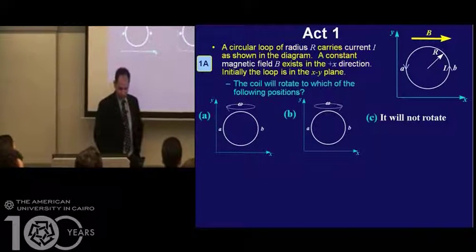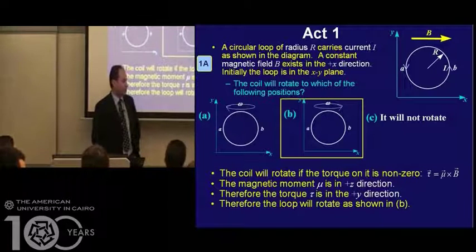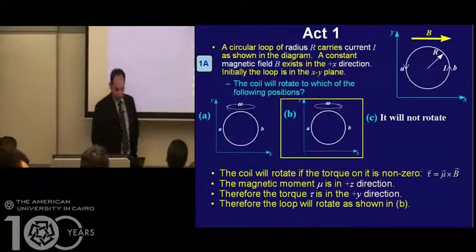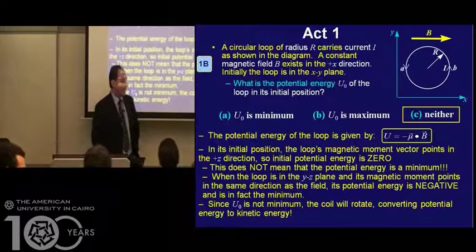So that's the answer, and that's the explanation. You can look at it and compare it to what we have said in class later on. And that's the answer. It's neither, as you said, and that's the explanation again. 0 is not your minimum potential energy.